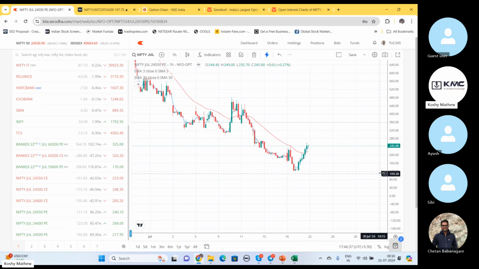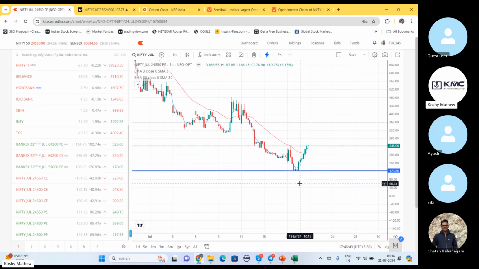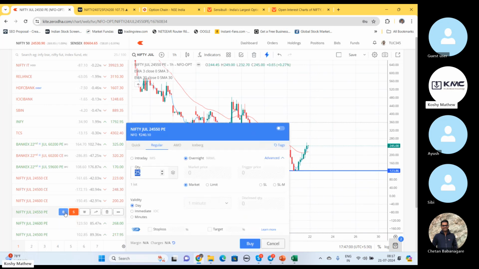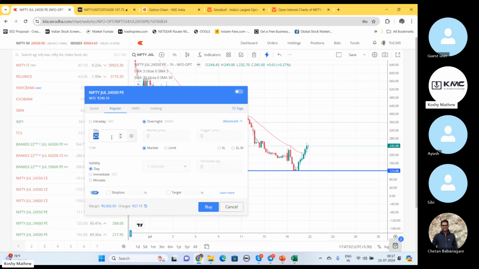So what I did, I'll tell you. Normally, if I'm planning to buy a 24,550 put, I will see where the base, where the support is for this premium. I saw one red candle stopped at 123. Again, there is a red candle for 1 hour, a small one. That means it is slowly making a base here. I will take a risk. I will buy, for example, a small quantity.